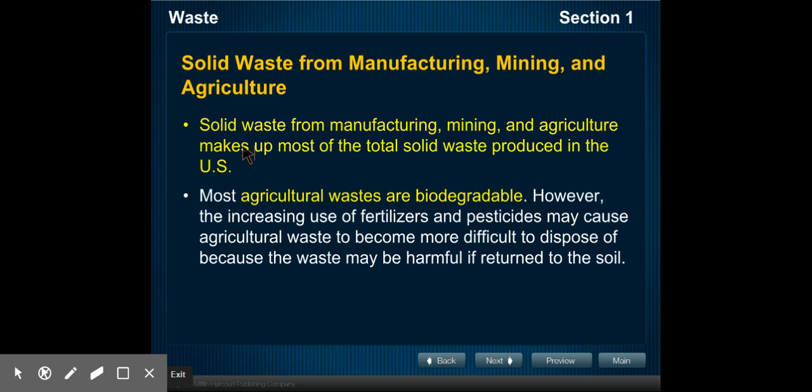So solid waste from manufacturing, mining, agriculture makes up most of the total solid waste produced in the U.S. Agricultural waste, though, is biodegradable, and so it can be broken down because we're talking about waste from our domesticated animals. We're talking about the plants that we are growing, and so most all those are biodegradable. However, we continue to use more and more synthetic products in agriculture, fertilizers and pesticides, and they become very harmful. Fertilizers can get into rivers and oceans. We need to talk about that with water pollution. Pesticides can affect other organisms that ingest them or they're sprayed on, and so these are problems as well.